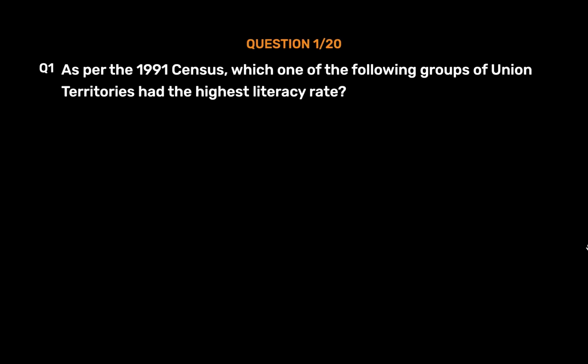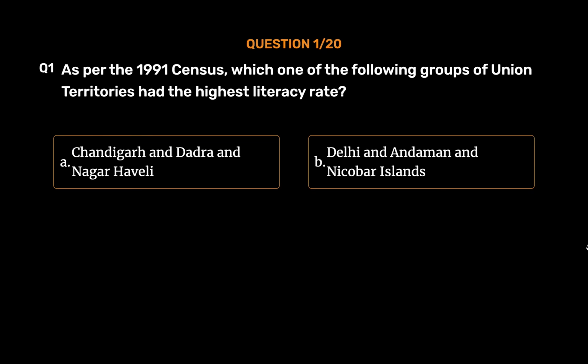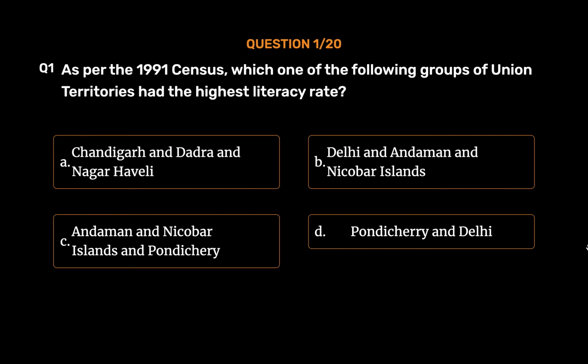Question number 1. As per the 1991 census, which one of the following groups of union territories had the highest literacy rate? Option A. Chandigarh and Dadra and Nagar Haveli. Option B. Delhi and Andaman and Nicobar Islands. Option C. Andaman and Nicobar Islands and Pondicherry. Option D. Pondicherry and Delhi.